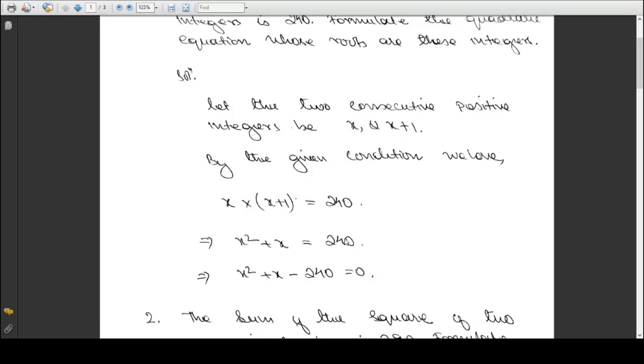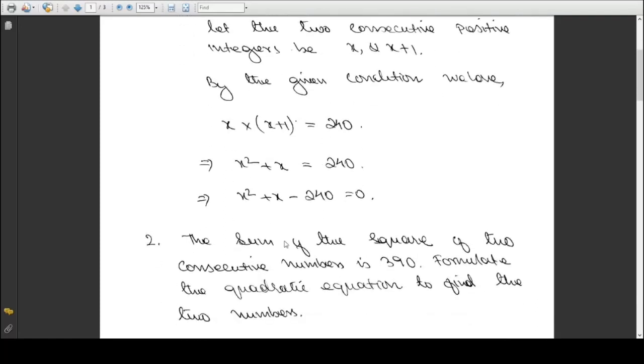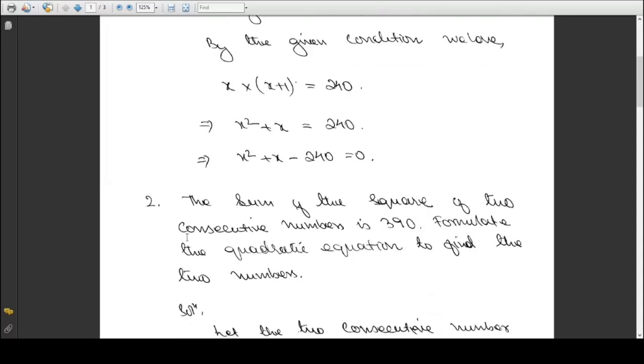The first thing is that you have to understand the condition. What is the condition given in the problem? After you are clear with the condition, then express the whole thing in the form of a mathematical expression. Now we move to number 2.